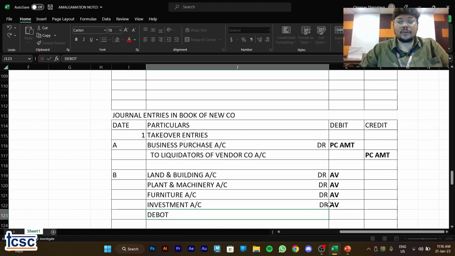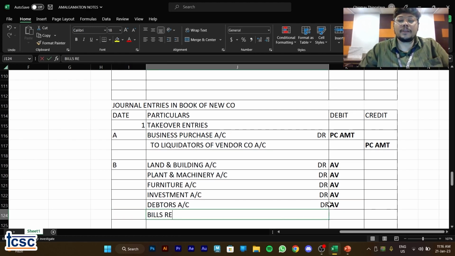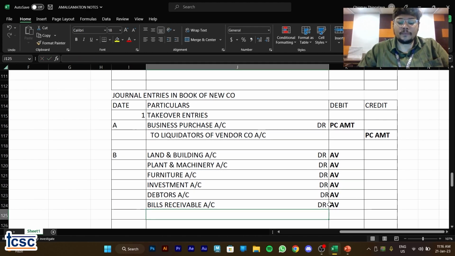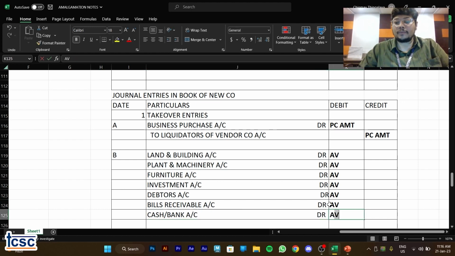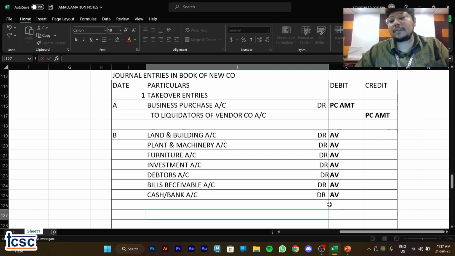The debtors of the vendor company have also been taken over by the new company, so debtors account debit at an agreed value. Bills receivable account debit at agreed value, and cash bank account at an agreed value. Then we will leave one line for the balancing figure, which will be either goodwill or capital reserve. If the balance comes on the debit side, it will be goodwill, and if the balance comes on the credit side, it will be capital reserve.